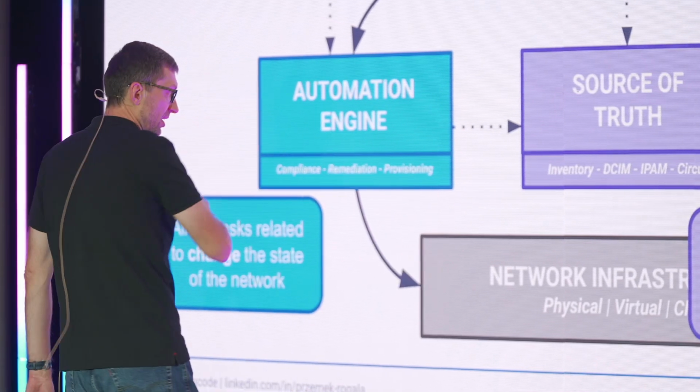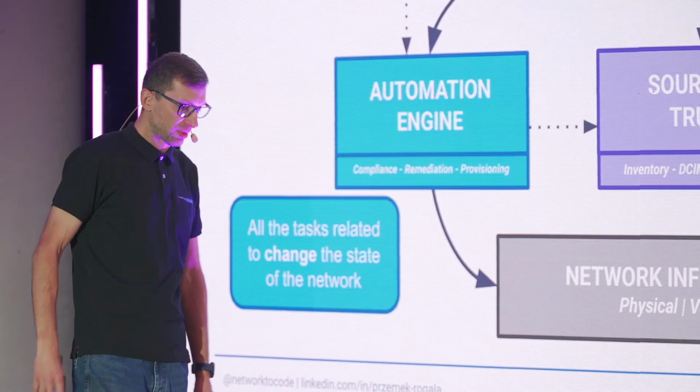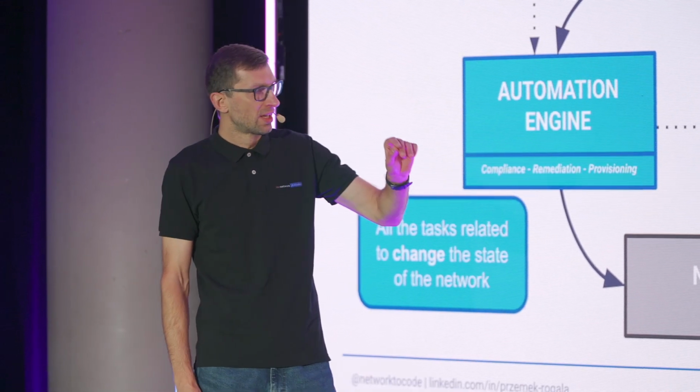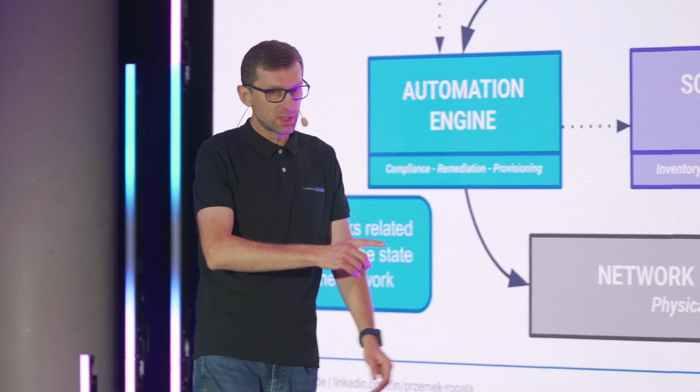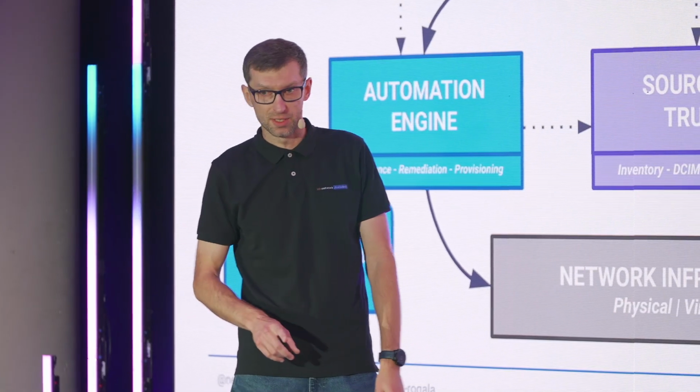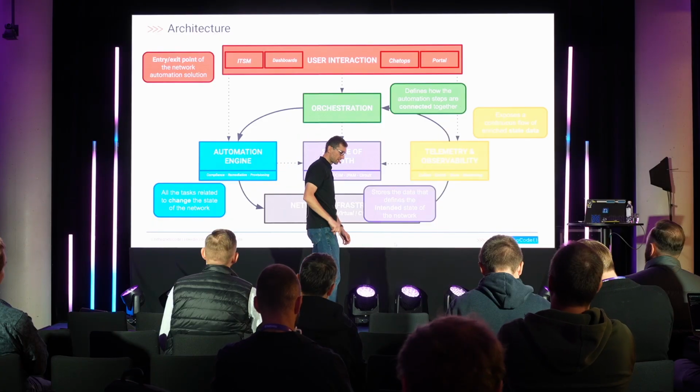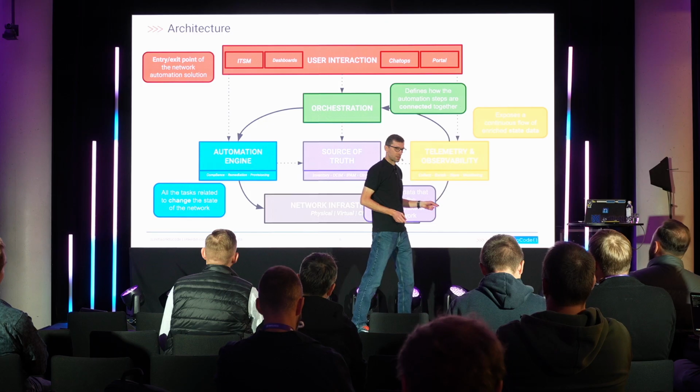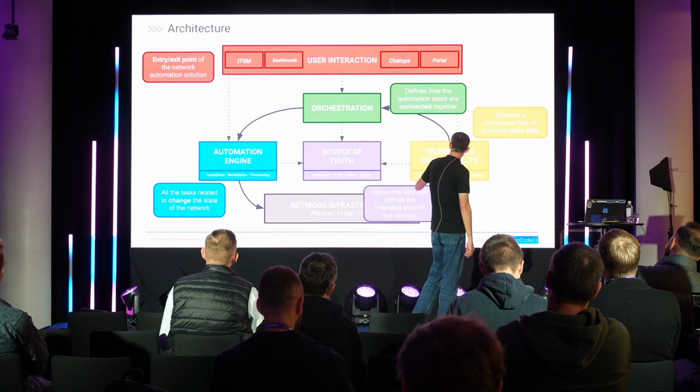And once we've applied this, once we've configured our network infrastructure, we have a telemetry and observability. So we need to find out what is the operational state and compare it to the intended state. Do those two match? So it's very important that we have this component in place.